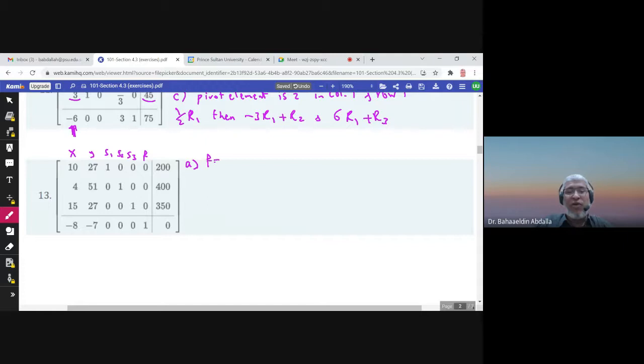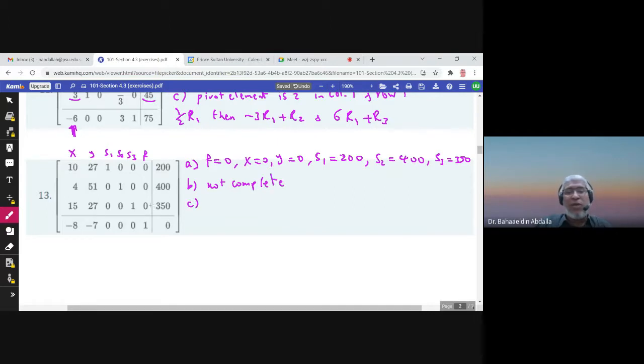So the value of f is 0, and x is non-basic, so its value is 0. y is non-basic, so its value is 0. S1 is basic, and the 1 is here, so its value is 200. S2 is basic, and its value is here, so it's 400. S3 is basic, and its value is here, which is 350. So these are the values of the variables. It is not complete. Actually, it is initial.